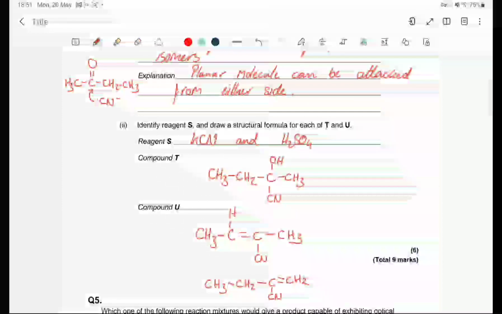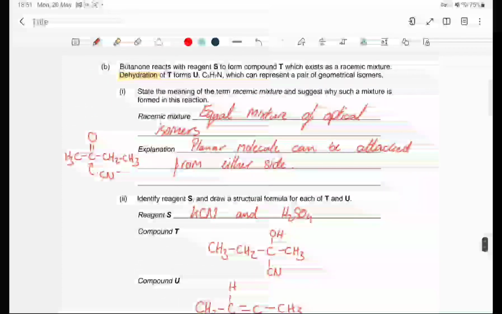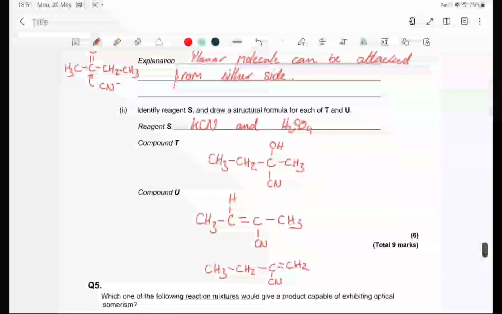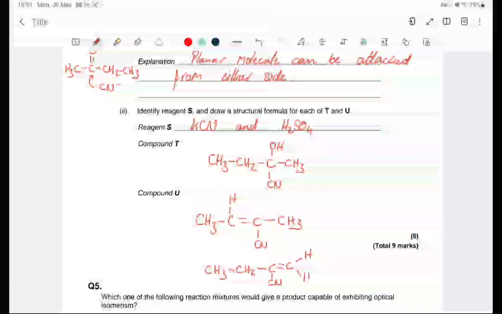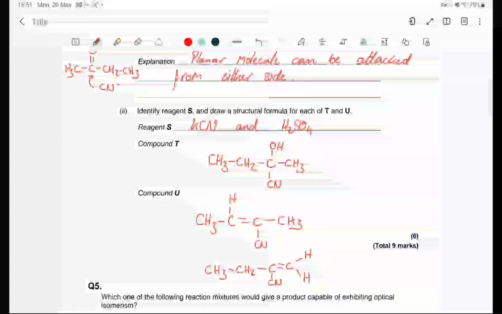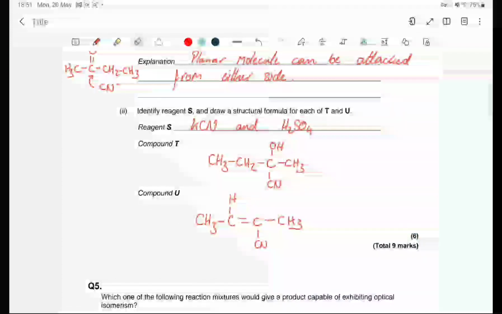However, it tells us in the question a little bit more information. It tells us that U can represent a pair of geometrical isomers. So we have to work out which one of these 2 options is the one that can form geometrical isomers. And if I draw out my bonds, you will see that the bottom one cannot. We've got 2 groups here which are not unique to each other. So these 2 are exactly the same. So there's no case of geometric isomerism here. So it's not the bottom one. Get rid of that. It must be the one that I've got left there.